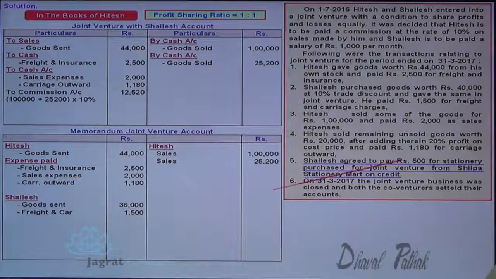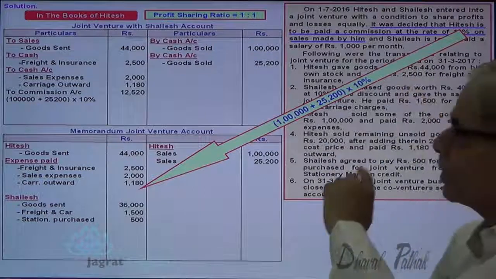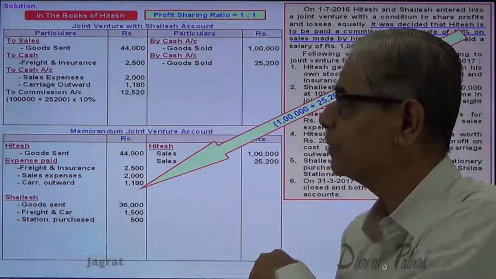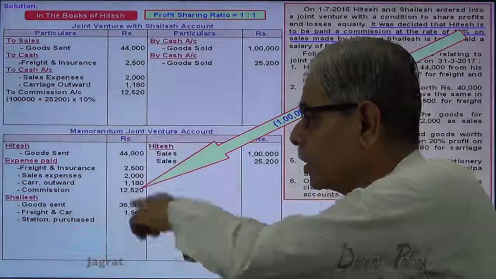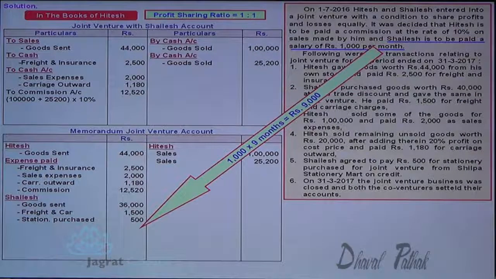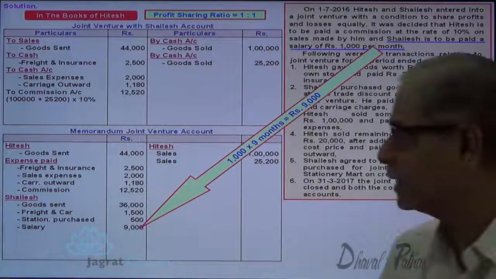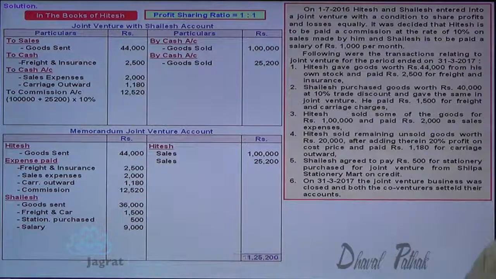Now 500 is the stationery expense. It is recorded in the list of purchases and expenses. Commission payable: 1 lakh plus 25,200 into 10% is the commission payable to Hitesh. It is an expense of the joint venture business, so it is to be recorded on this side to find out the profit. Similarly, salary of 9,000, 1,000 into 9 months, is also recorded on the purchases and expenses side. From the total revenue of 1,25,200, all these purchases and expenses are deducted, and you get the profit.